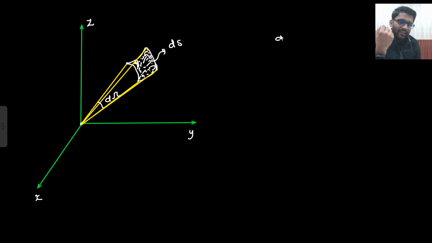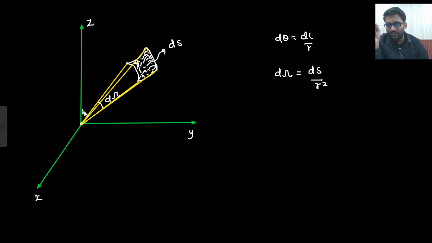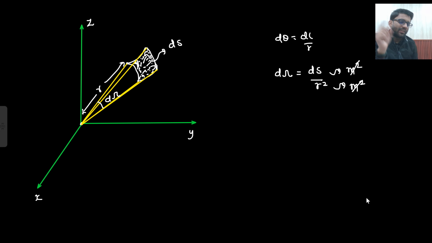So planar angle was defined as d theta equals dl by r. So how is this solid angle defined? Solid angle is defined as ds divided by r square. What is r? This is your r. So that was defined as dl by r. This is defined as ds by r square. This is also meter square, and this is also meter square. So meter square will get cancelled. But what is the unit? Unit is steradian.